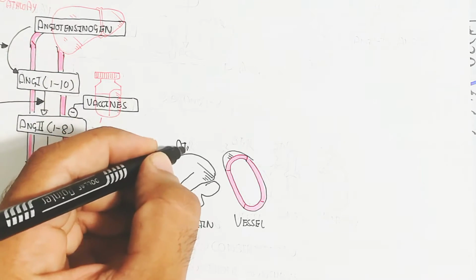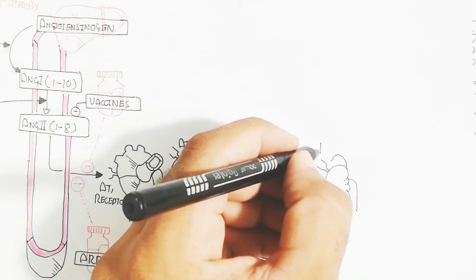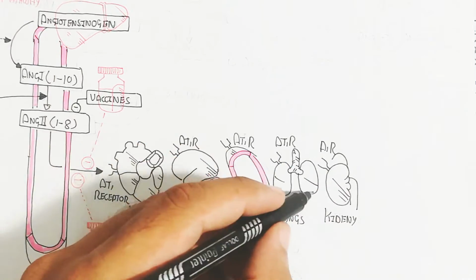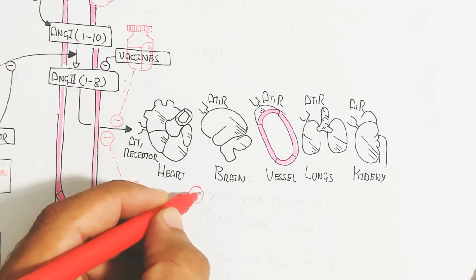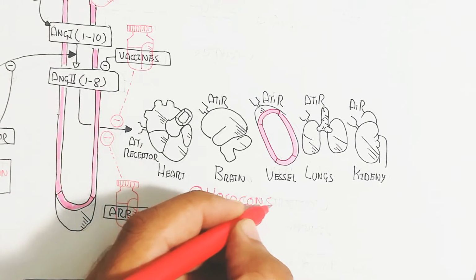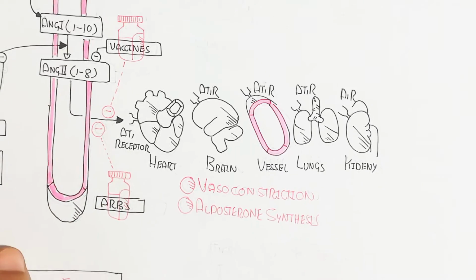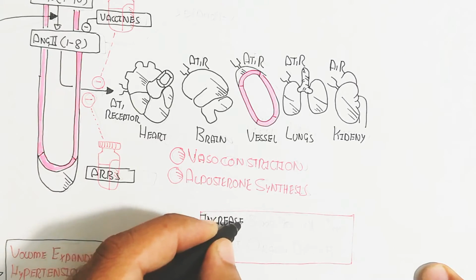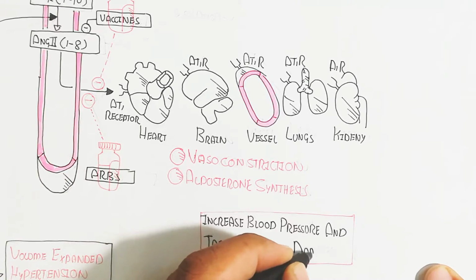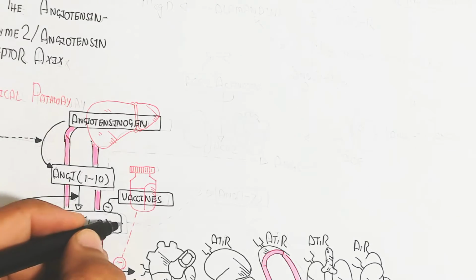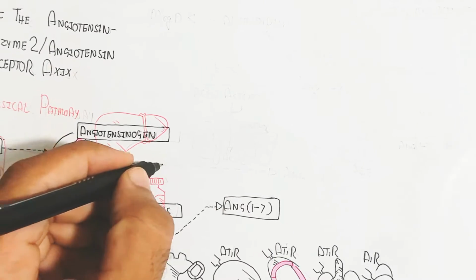Here you can see the angiotensin 1 receptor, present in lungs, brain, vessel and heart, which will not be stimulated. In this way the hypertension will not occur due to this drug. ARBs as well as ACE inhibitors directly inhibit angiotensin 2. On the other hand, vasoconstriction and aldosterone synthesis will occur, and increased blood pressure and target organ damage will result if the inhibitor is not used when hypertension occurs.